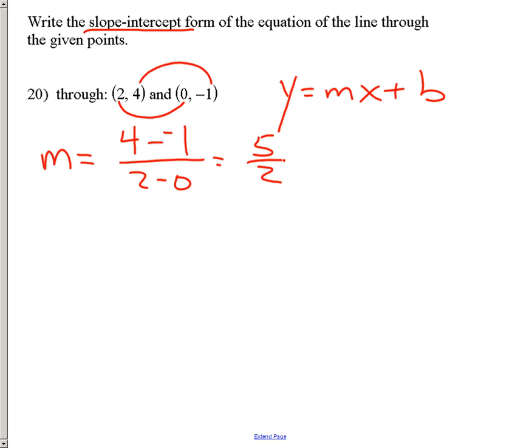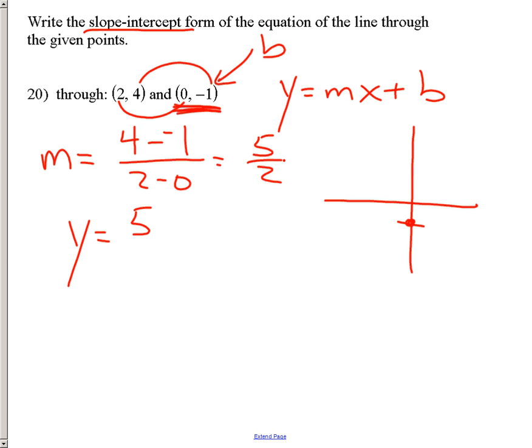And now I could go point-slope form, and if I was going to go point-slope form, I could use either point. I would probably choose this point. However, real quick picture, where is 0, negative 1 right here? That is our y-intercept. So our equation is y equals 5 halves x minus 1. Simple.